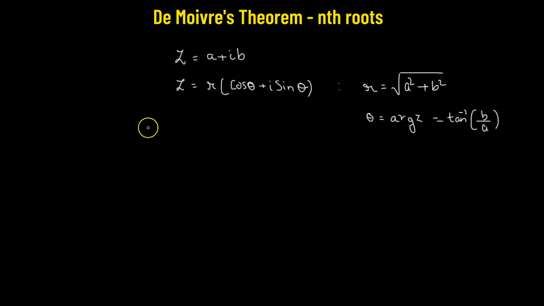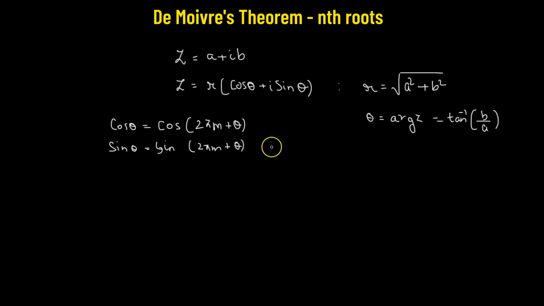Now we also know that cosine and sine are periodic functions, meaning cosine theta can also be represented as cosine of 2 pi m plus theta, and sine theta can also be represented as sine of 2 pi m plus theta. Here m is an integer. It can take the values 0, 1, 2, 3.